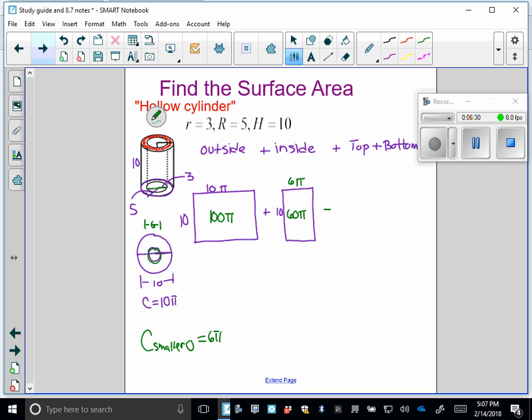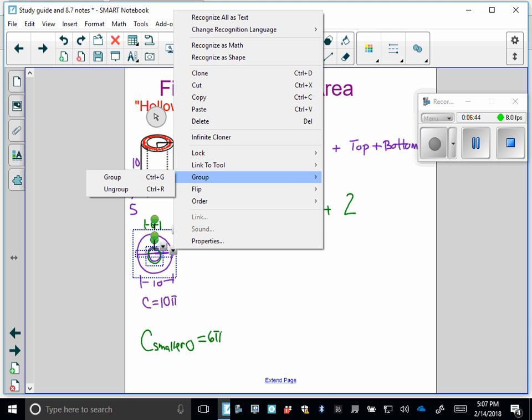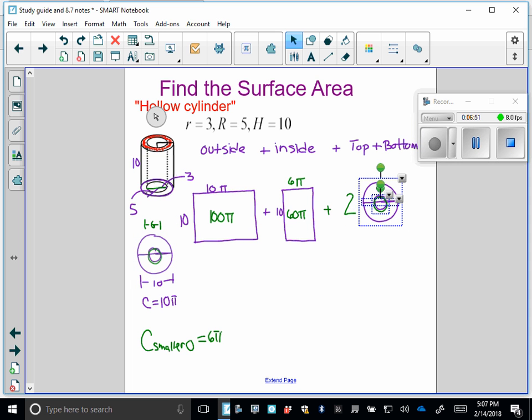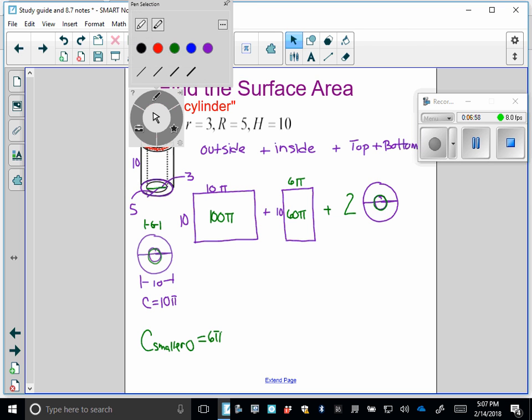Then we have the top and the bottom. So there's 2 pieces, and it's basically this little annulus over here. There's 2 of these, and basically we need this little shaded area. So that would be this.